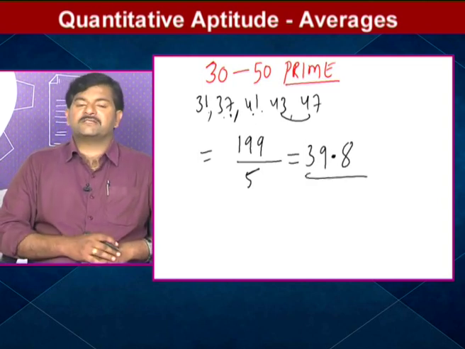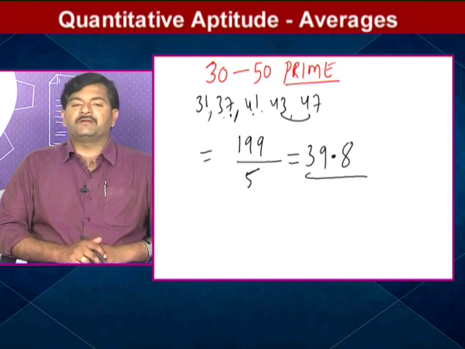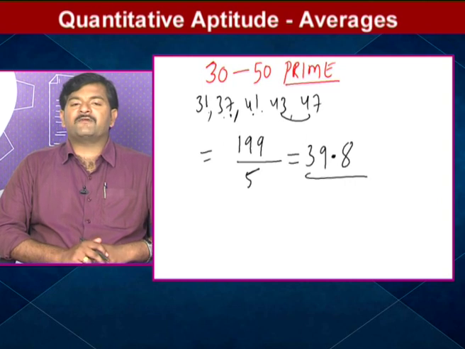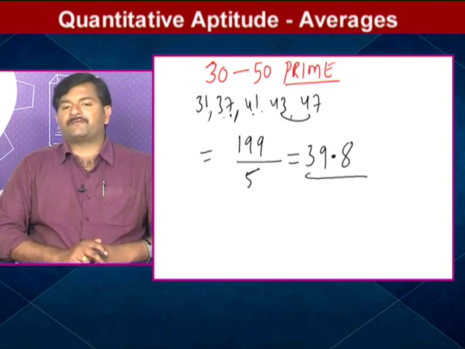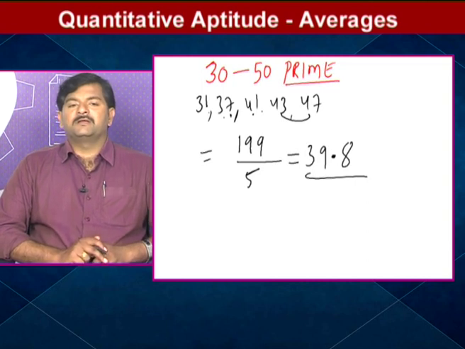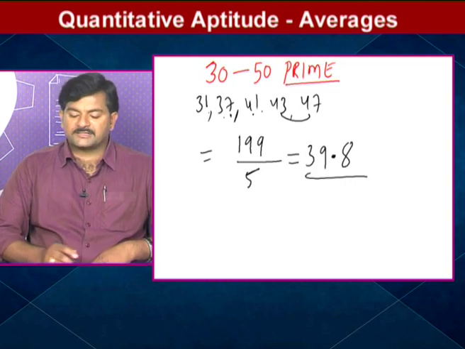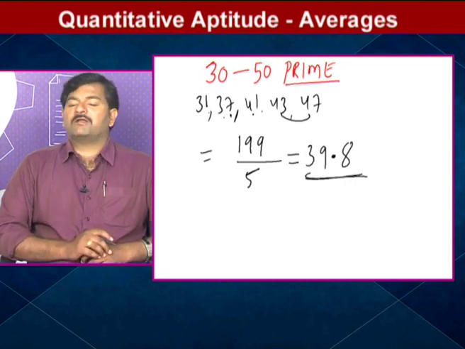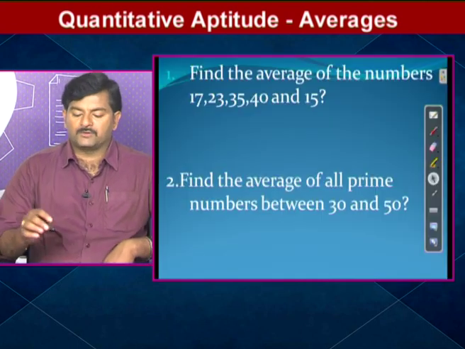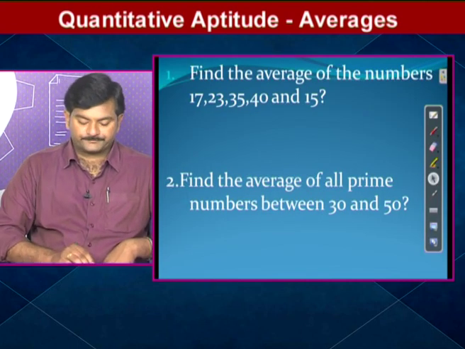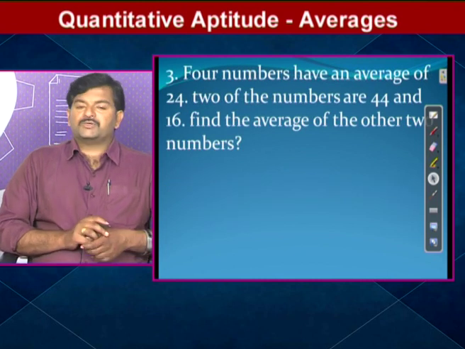Hence the average of all the prime numbers between 30 and 50. You can use the words between 30 and 50, or from 30 to 50. Anyhow, there is no change in the prime numbers. I hope you understood. Hence the answer for question number 2 is 39.8. Now we'll move on to the next question, question number 3.